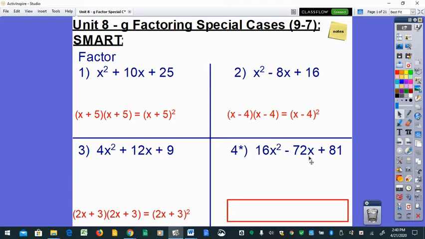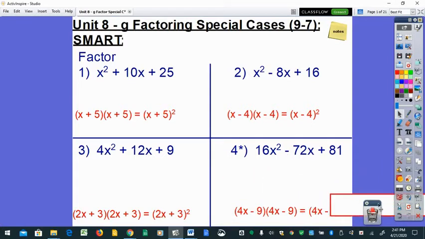Now look at this one. This is where it becomes really helpful to notice that that's a perfect square, 4x squared. Notice that that's a squared. 81 is 9 squared. So if you take the 4x and the 9 and you multiply them together, that would be 36x. And 36x doubled does give you a 72x. And that minus means the identical twins both have to have a minus in there.